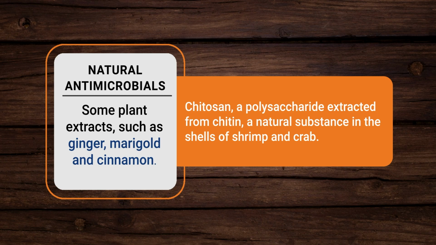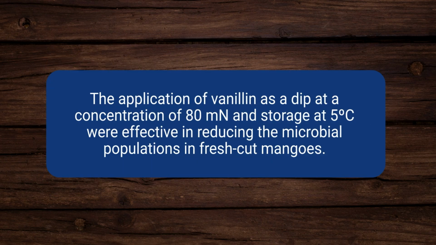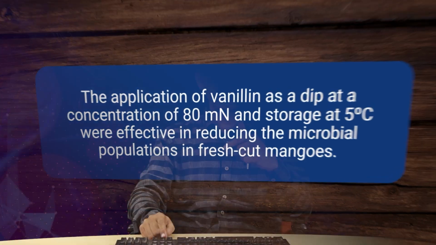Similarly, there is the application of a vanillin dip, around an 80 millinormal solution, and at 5 degrees centigrade it can play an effective role in reducing the microbial population. And we'll give a detailed account, a list of those natural antimicrobials, later.